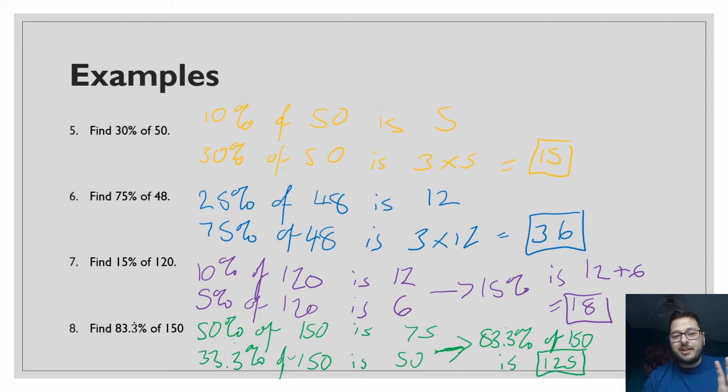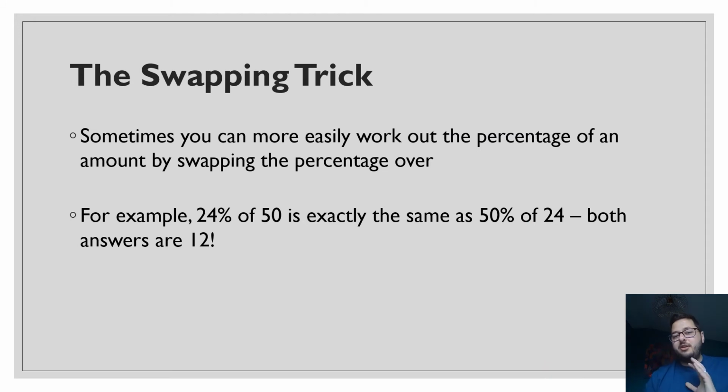Okay, all right, so I hope we're finding these all okay. Now, let me just show you a little trick which might help you in a few questions. So this is called the swapping trick. Now, sometimes you can, well, I say sometimes, every time, you can swap the percentage to the other number and you'll get the same answer. So, for example, if you wanted to find out 24% of 50, you might think, oh, that's quite tricky to do. But 24% of 50 is exactly the same as 50% of 24, which is 12. Yeah, so half of 24 is 12, and that's 50%.